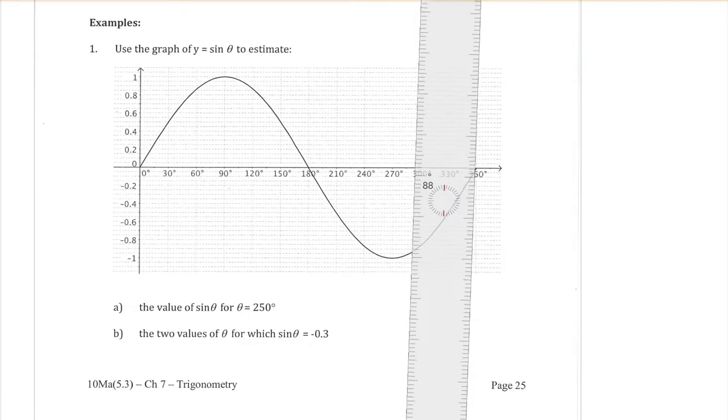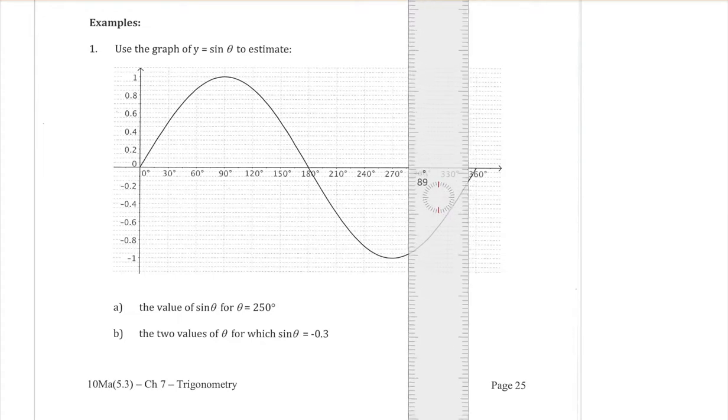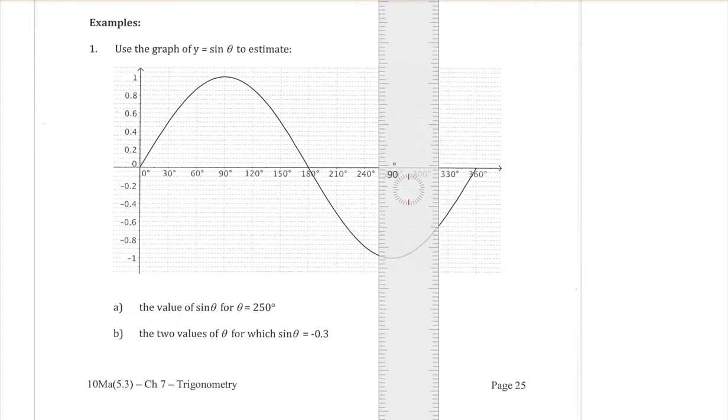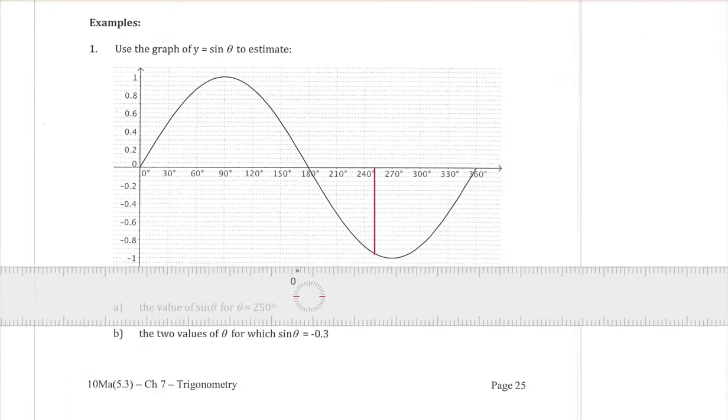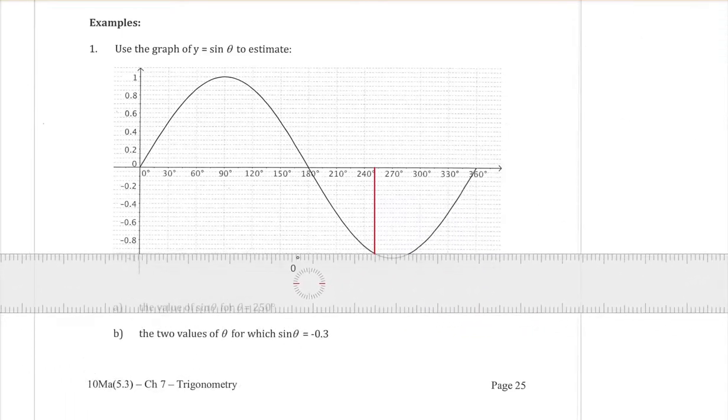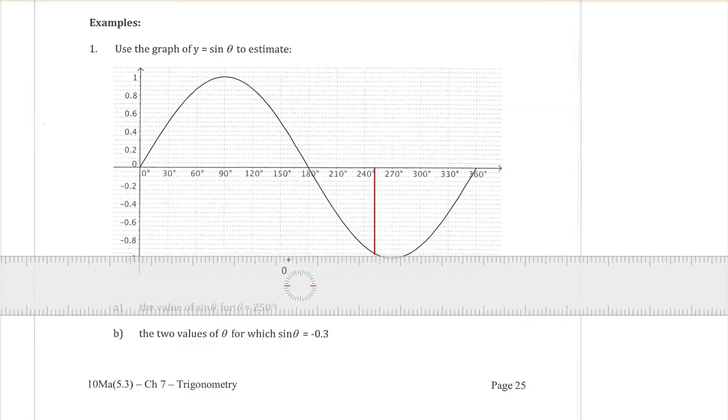Now be careful with this scale. We've got numbers going up by 30 degrees, which means a little line in between is 15. So 250 would be just slightly to the left, because that little marker in the middle would be 255. So 250 would be about there. So I'm going to draw a line that comes straight down, and then a line that comes horizontally across. Whoops, that's not very horizontal. Let's fix that ruler.